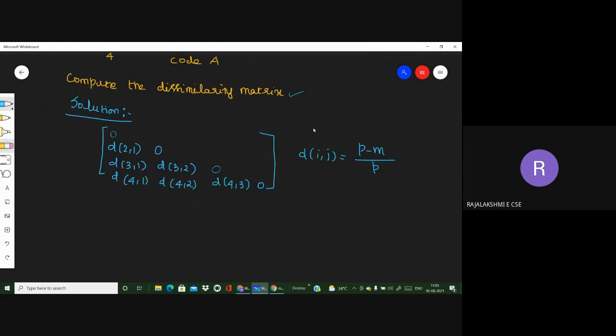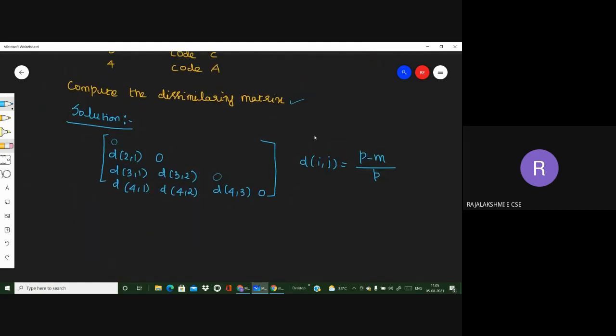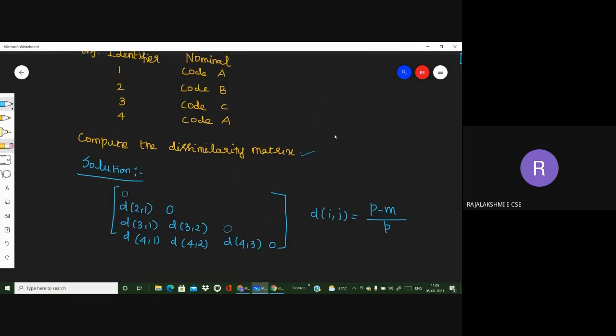What is the dissimilarity matrix? The dissimilarity matrix is given here: 0, then d of 2 comma 1, 0, then 3 comma 1, 3 comma 2, 0, then 4 comma 1, 4 comma 2, 4 comma 3, 0. Why did I stop at 4? How many rows are there? There are 4 rows. We have 4 objects. This is object number 1, this is object number 2, this is object number 3, and this is object number 4. When I compare 1 with 1, that will become 0 because there is no dissimilarity between 1 and 1.